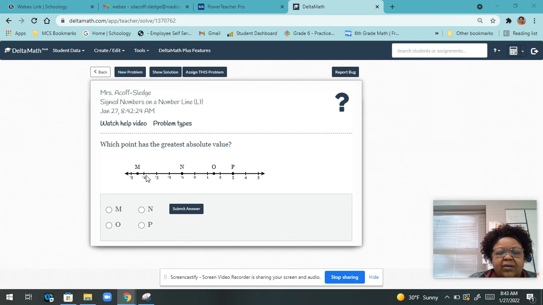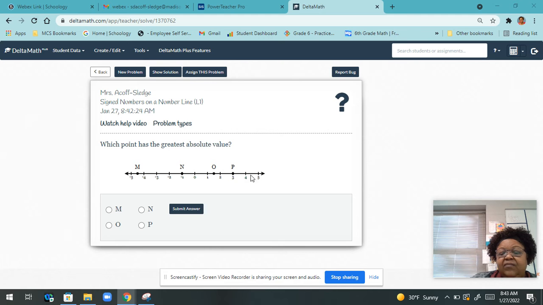And then over here, M is between -4 and -5. So it's about -4.5. It's not important what the exact number is, but I know that the absolute value is going to be a positive. So it's the furthest left, but it's going to be a positive number. It's going to be a positive 4.5. It's the furthest from zero. That's what you're looking for on this number line.